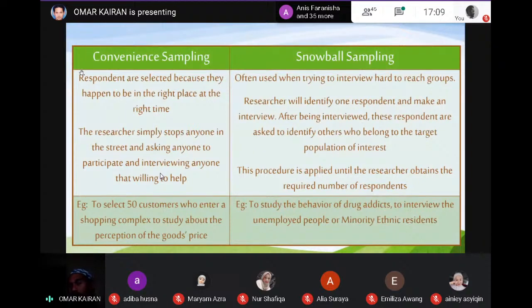Convenience sampling is the most simple sampling techniques because it is based on convenience of the researcher sendiri. Convenience. Maksudnya convenience ini macam benda yang menyenangkan kita lah. Okay, it is convenience. Okay, so respondents are selected because they are happen to be in the right place at the right times. So kita tengok kawan kita ni macam sesuai je. So kita bagi questionnaire. Kau jawablah soalan.